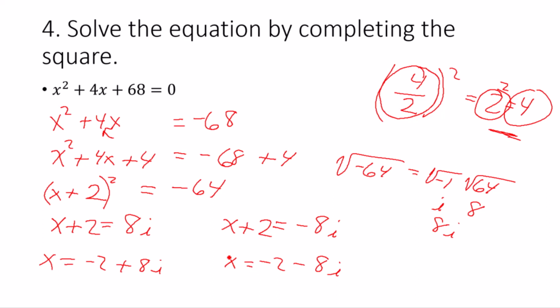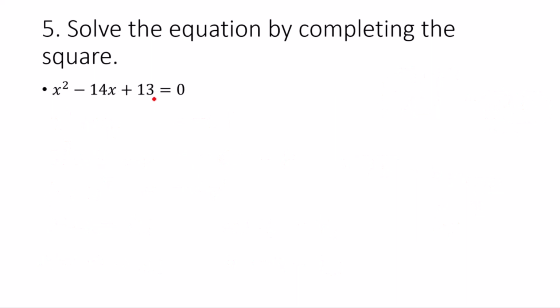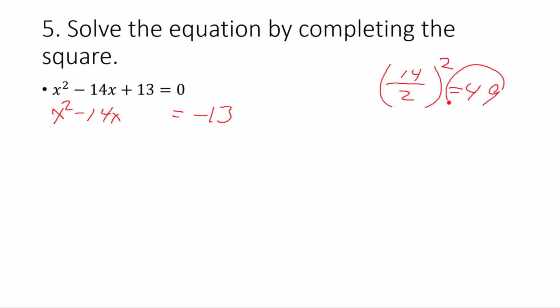Let's move along to number 5 then. How does this go? Well, we've got the 1x squared, so we're good there. We don't have space to add the completion, so first x squared minus 14x, negative 13. Next, we'll take that 14 divided by 2, that gives us 7, and we're going to square the answer. That gives me 49. That's the number we're going to add to both sides, because that will complete this square.